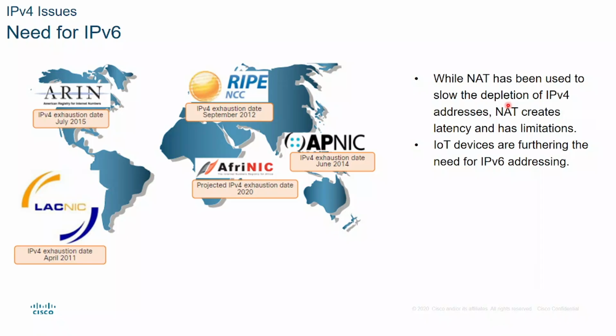Let's look at IPv4 issues. IPv4 has its limitations, which is due to the maximum amount of users. Remember, when using network address translation, IPv4 causes latency and has some limitations. Another thing is that because of the introduction of IoT devices, IPv4 addresses are being exhausted. Therefore, we have to move further to IPv6 addresses.